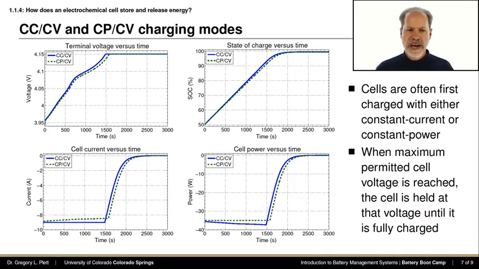Notice that on this slide I'm illustrating how we can charge an individual battery cell. When we're charging a battery pack that comprises multiple cells, there are some extra details that we'll need to be careful about. And we'll talk about those later on in this course when we look at requirements on a battery management system and how it manages the battery pack charger.